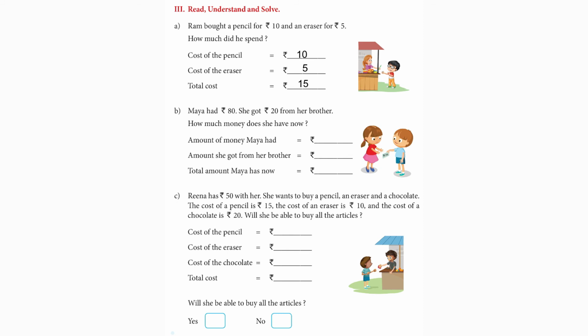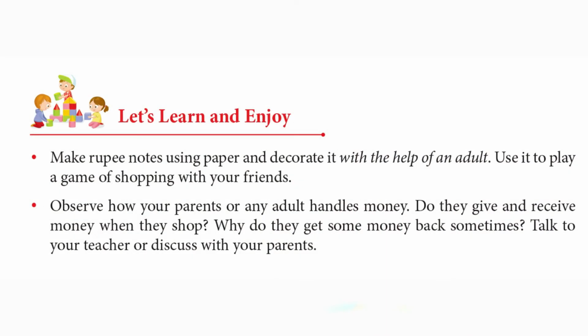So in this way, you go ahead and do the rest of the activities also, and I'm sure you will have fun when you do all that. Now at the last activity, the last page of this unit, you have some things that you can learn and also enjoy. So you can make rupee notes using paper. Using paper, you can make pretend money. And once you make that, you can also play a game of shopping at home. Like pretend that you have a 10 rupee note or a 100 rupee note. Once you make it, you can pretend that you're going shopping in the house. That is the first activity.